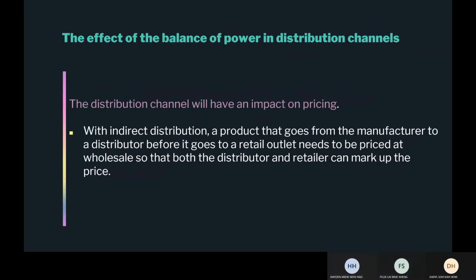And the third one, the distribution channel will have an impact on pricing. For example, with indirect distribution, a product that goes from the manufacturer to a distributor before it goes to a retail outlet needs to be priced at wholesale so that both the distributor and retailer can mark up the price.